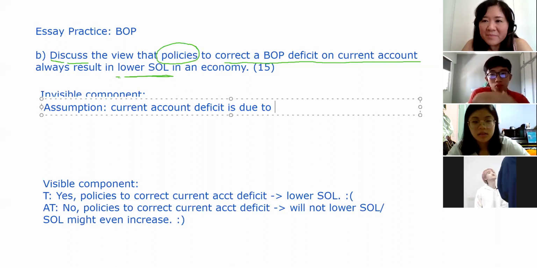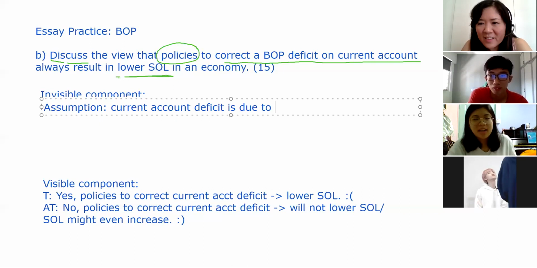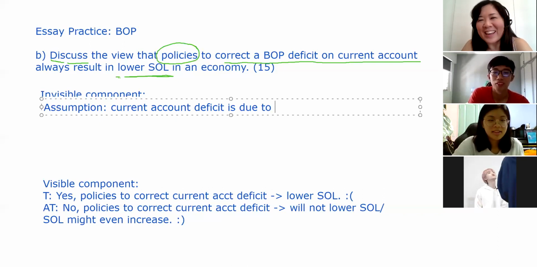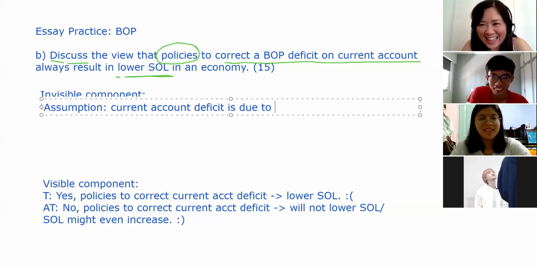Anyone? There's a name for it. Winston is right. Winston is right. But then what we want is the term. Okay, Celestine? Is it balance of trade? Correct. Okay? Understand, right, guys?